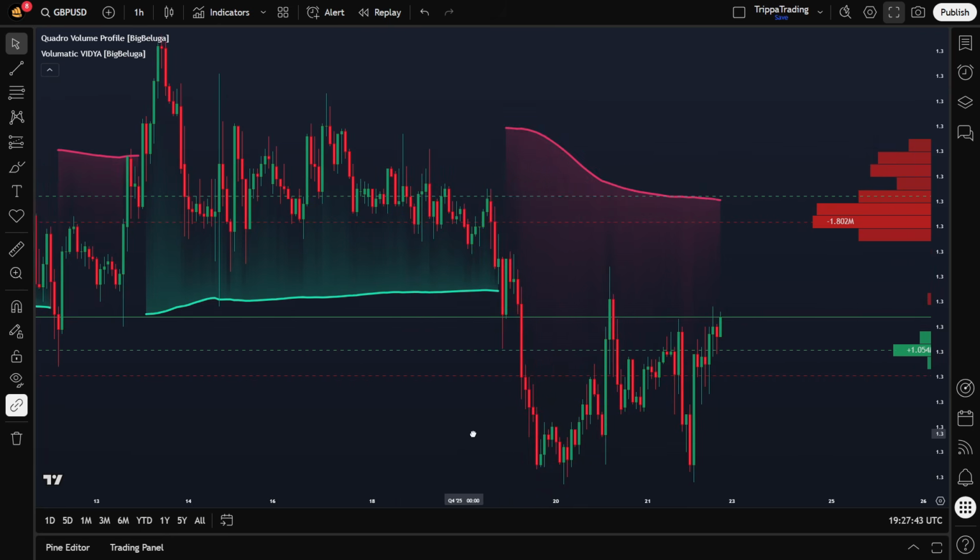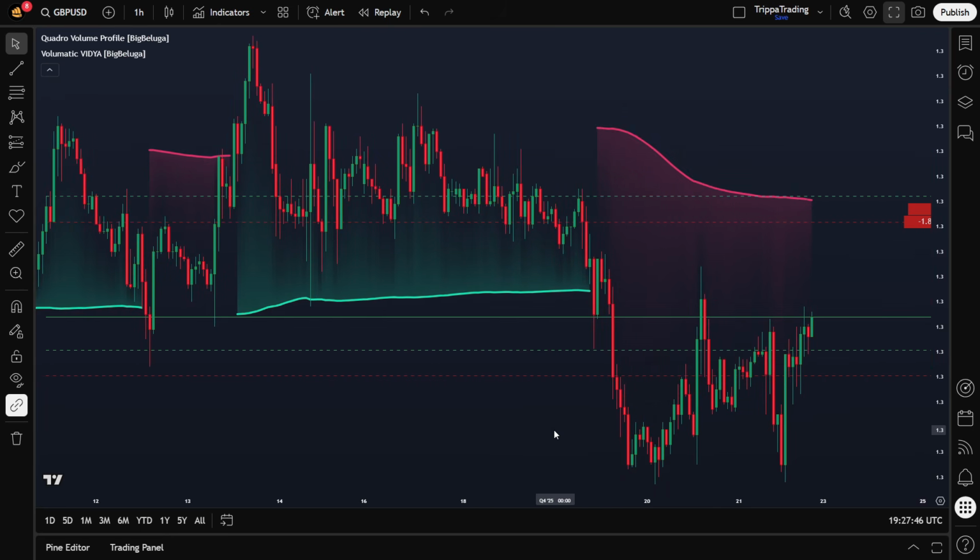Now our rules for trend are simple. If the Vidya line is green and price is trading above it, we treat the market as bullish and only look for buys. If the Vidya line is red and price is trading below it, we treat the market as bearish and only look for sells.